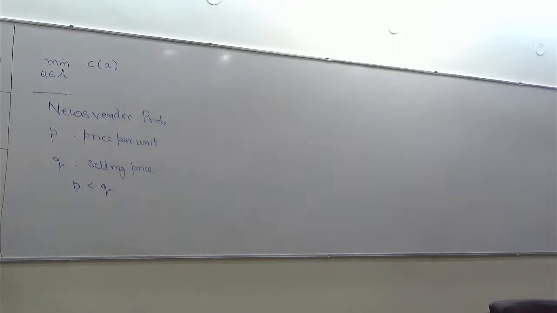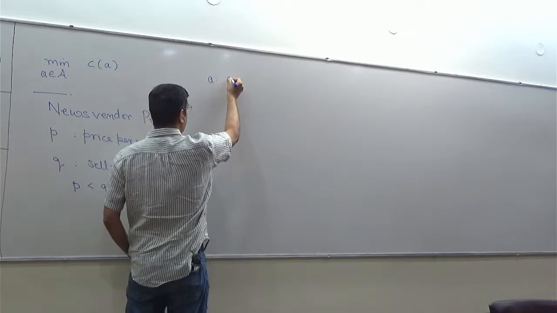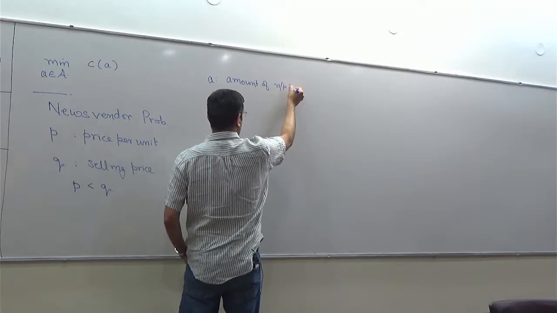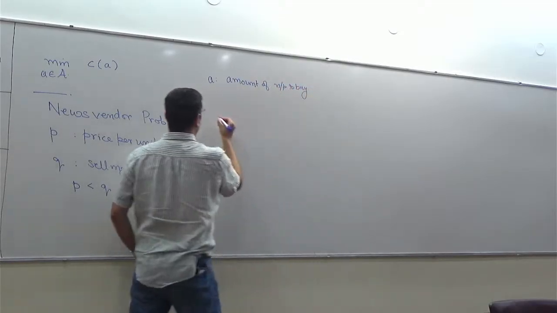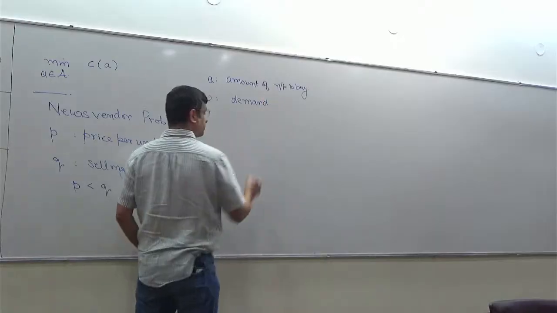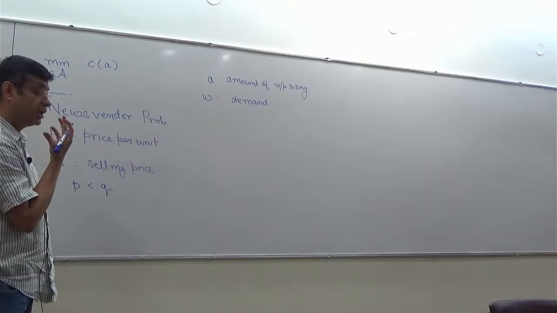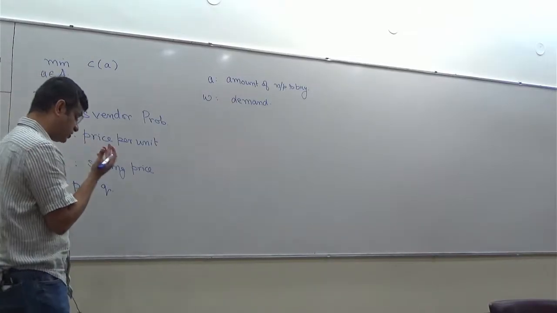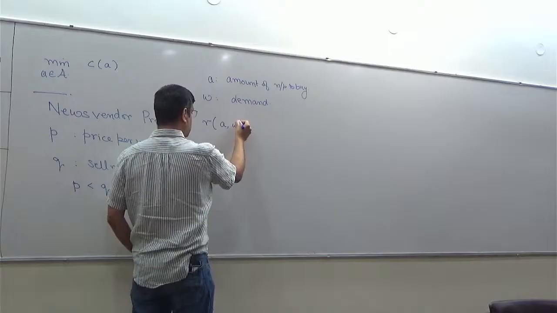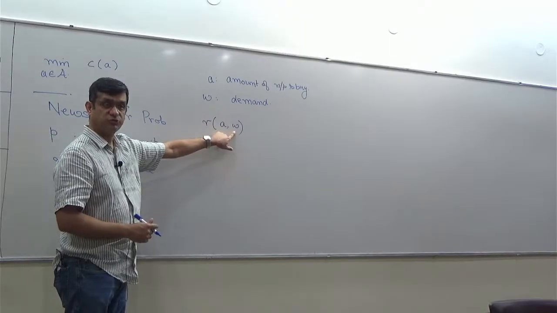There are two variables of interest in this problem. One, which I'll call A, is the amount of newspapers to buy. And I'll denote by W the demand. Now, what's happening in this problem is that the vendor is receiving a profit, which I'll denote by little r of A and W. This depends on how many papers he bought in the beginning and what the demand was, right?